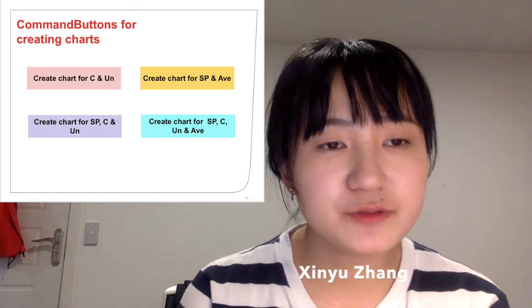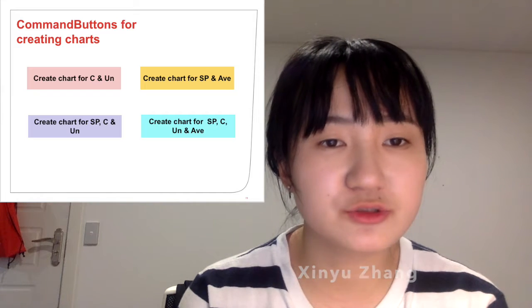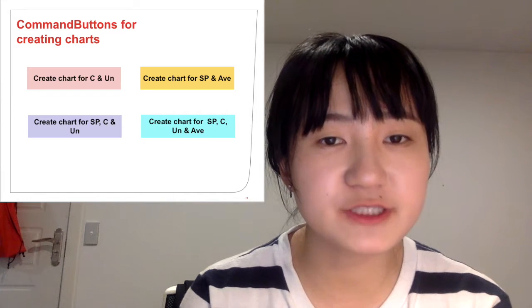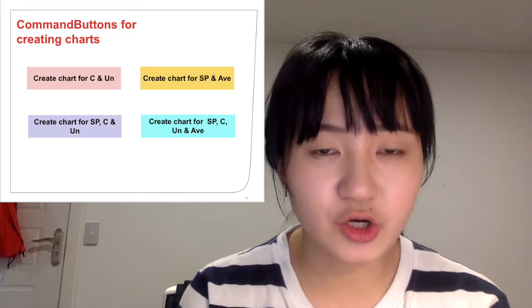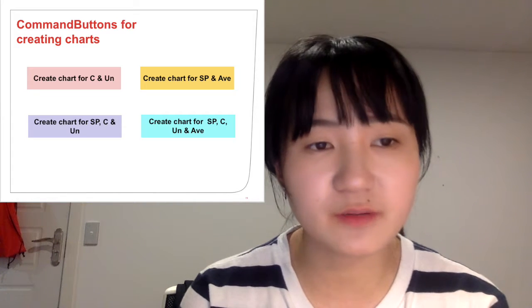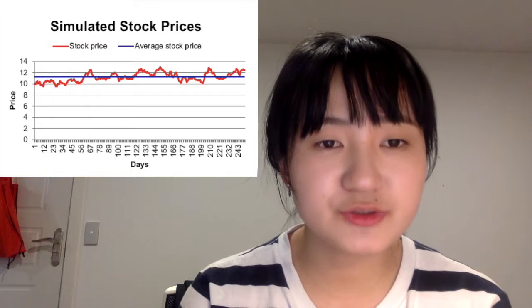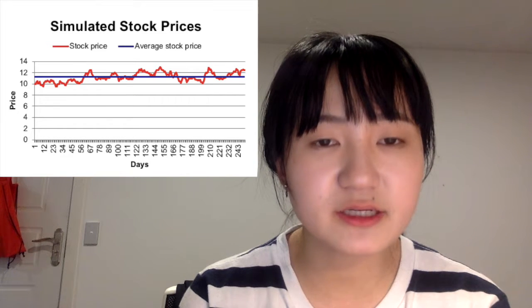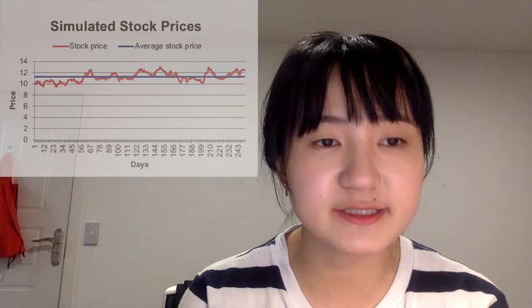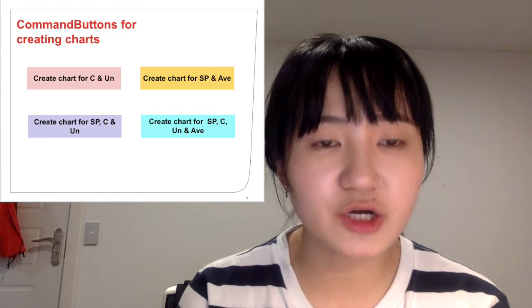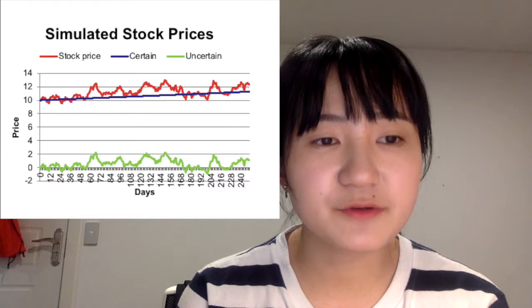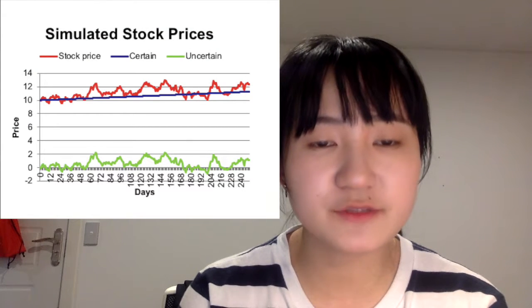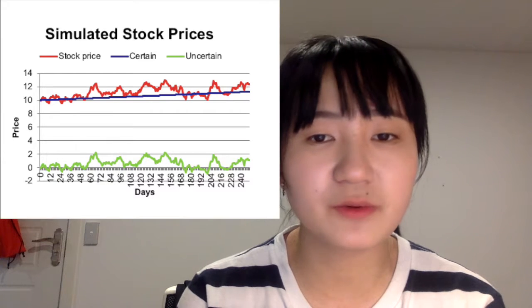I'm Lassie. Our group set up four buttons to generate our four different charts. The first chart is a chart of certain and uncertain. The second chart is a chart of stock price and average stock price. This chart can show the daily stock price fluctuation around the average price. The third chart is a chart of stock price, certain and uncertain. It shows the performance of the two components, certain and uncertain, in the stock price.